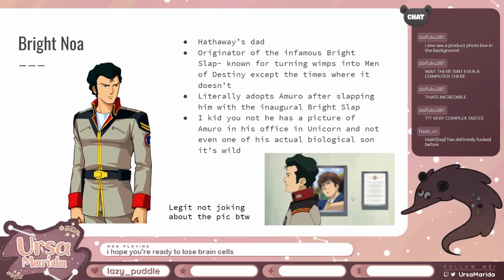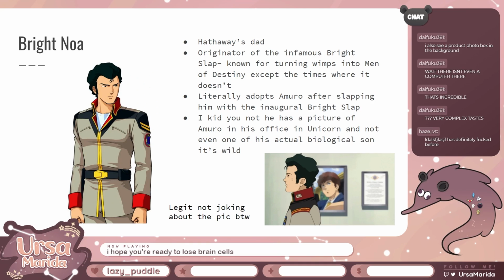Okay, so, remember when I talked about how Amuro got adopted earlier by a guy slapping him? This is the guy that adopted him. He's actually the dad of the main character in Hathaway's Flash, and he originated the infamous Bright Slap, which is known for turning wimps into men of destiny, except the times where it doesn't. So, you know, hit or miss. And I can't emphasize enough that he literally adopts Amuro after slapping him.